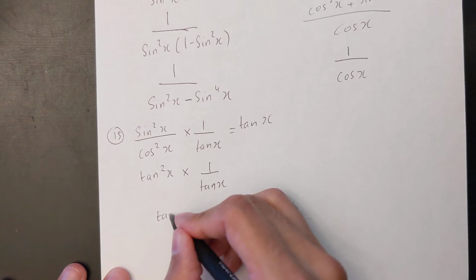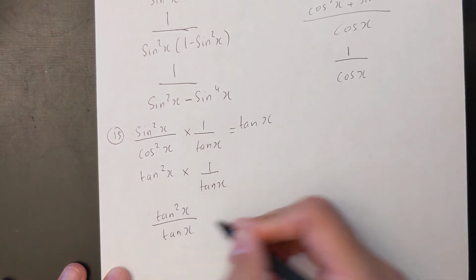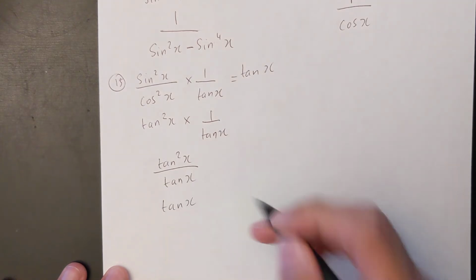So if I simplify this, tan square x times 1 is tan square x. So it's just tan square x over tan x. If I cancel, I'm just going to be left with tan x.